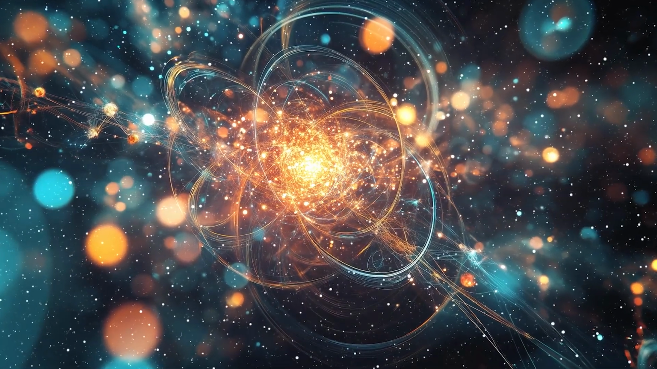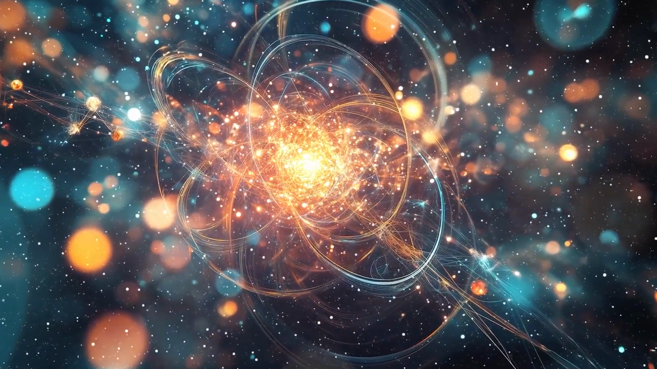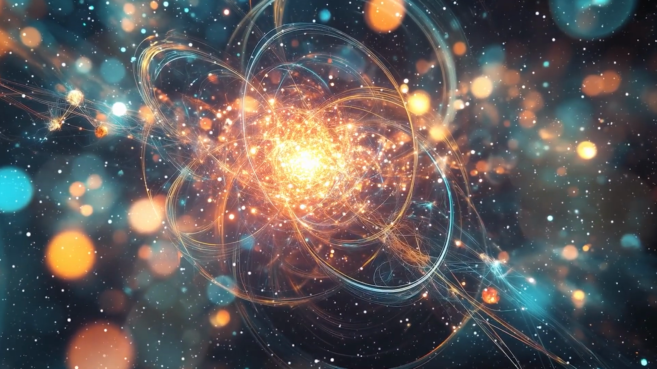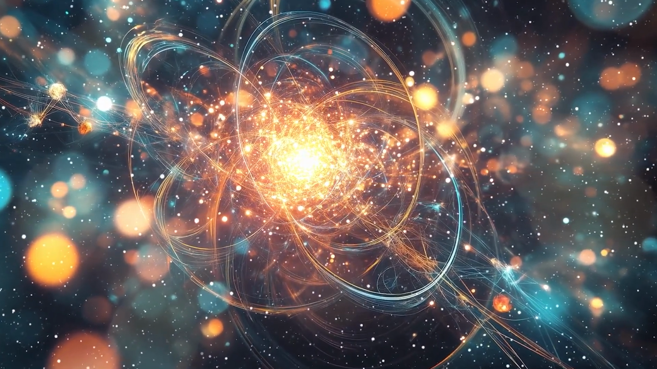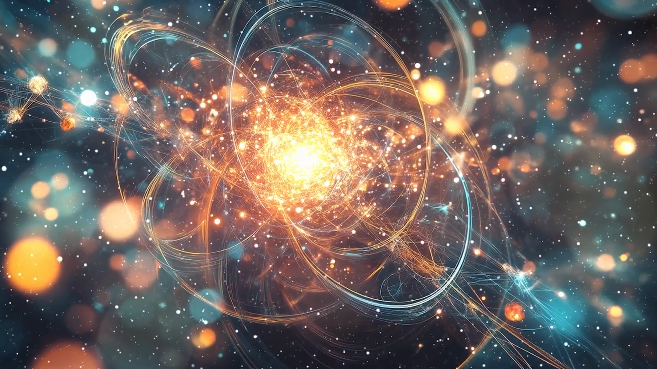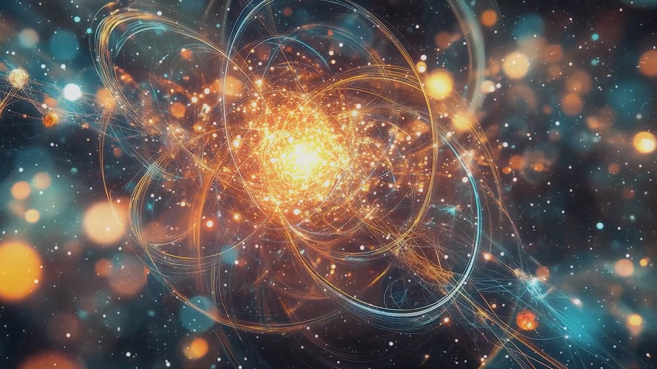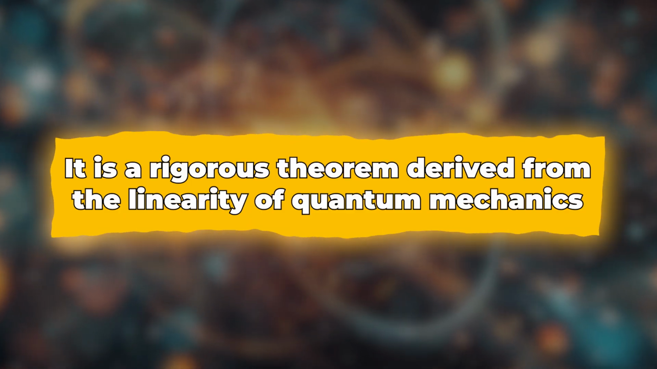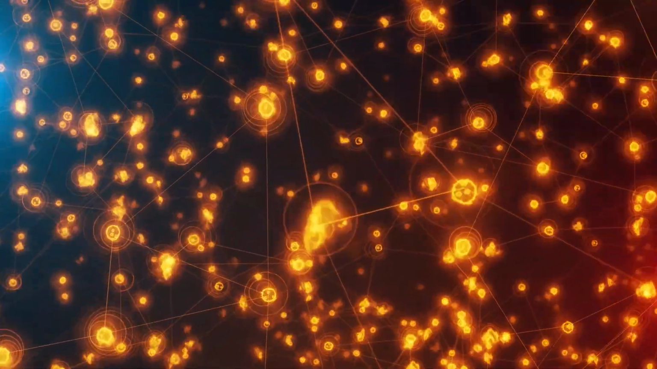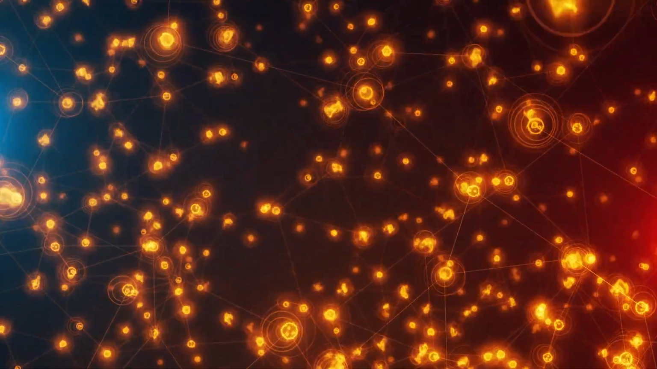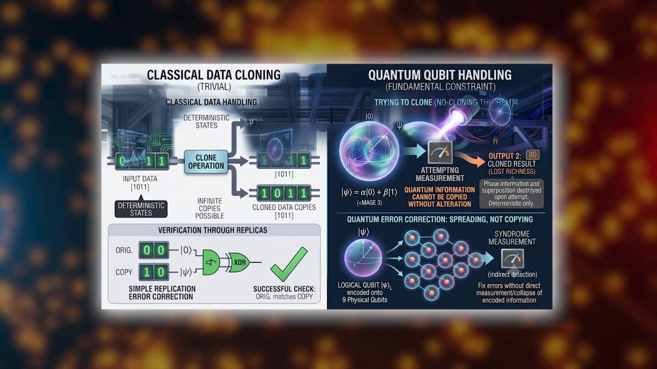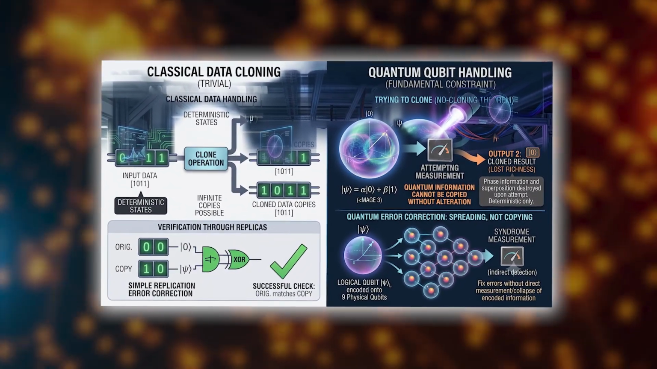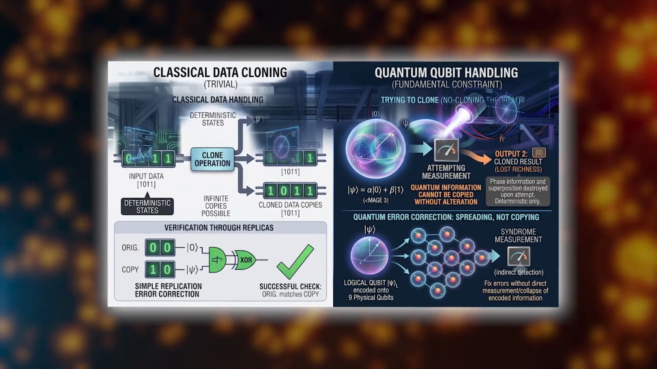In quantum mechanics, it is mathematically impossible to create a perfect copy of an unknown quantum state. This is not an engineering limitation that better technology might overcome. It is a rigorous theorem derived from the linearity of quantum mechanics. The no-cloning theorem makes quantum error correction dramatically harder than classical error correction, because you cannot simply copy a qubit and check it against its copies the way you would with classical data.